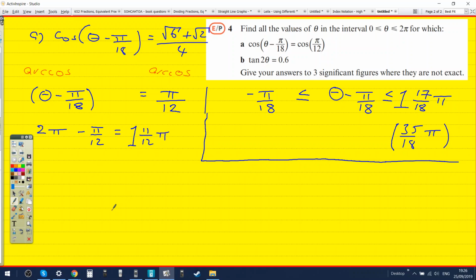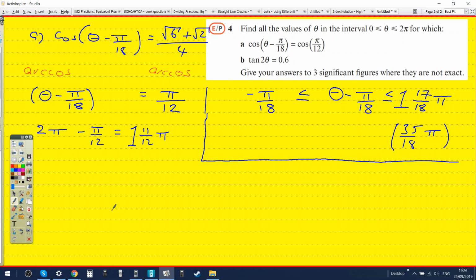Okay. Can we get any more answers in the range? So it is minus pi over 18. Could we check for the lower bound? Sure. So we have that. Then we do 180 minus that. Nope. From now on, they just repeat every 360 or every 2 pi.